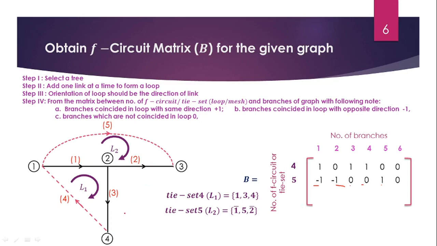Okay. So we are having one of the links remaining, and that is link 6. So when we add link 6, it forms another loop, loop 3, and the branch direction, that is the link direction, should be the same as your loop direction. So it is your tie set 6, and it forms a loop L3. The branches involved in this loop are 2, 6 and 3. 2 and 6 are having the same direction, whereas 3 is opposite direction. So that's why we have written the bar here.